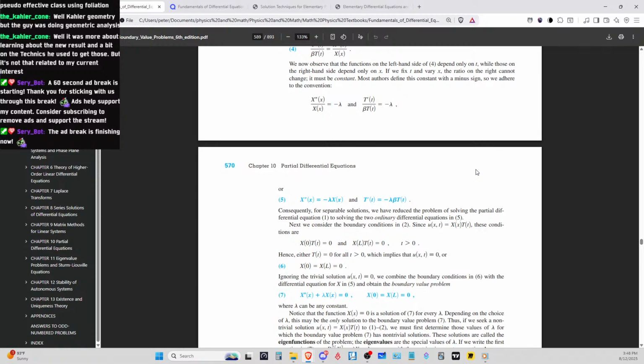Consequently, for separable equations, we have reduced the problem of solving the partial differential equation 1 to solving the two ordinary differential equations in 5. Oh, okay. So I guess they just turn it that way so you can make it into a differential equation. Okay, that is interesting. Next we consider the boundary conditions in 2.